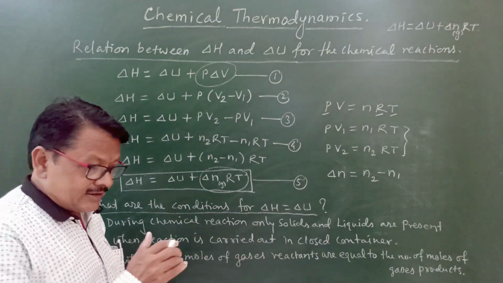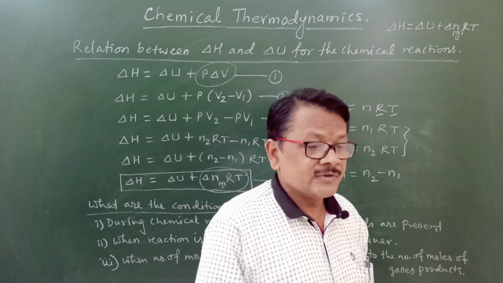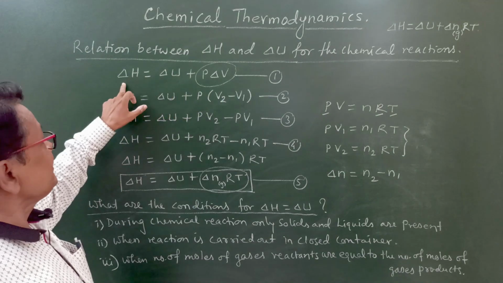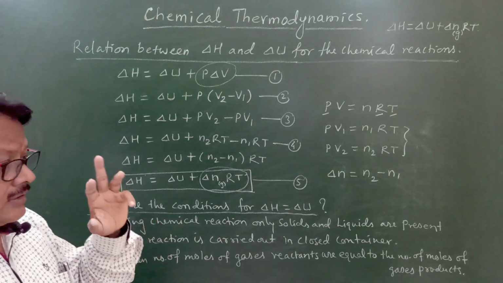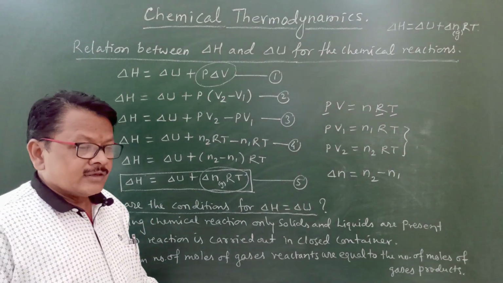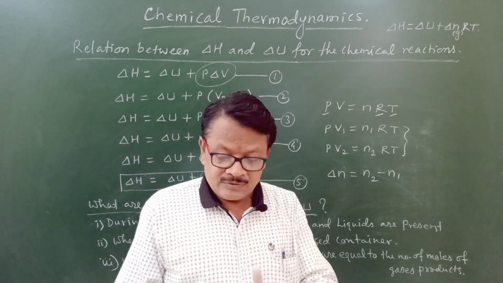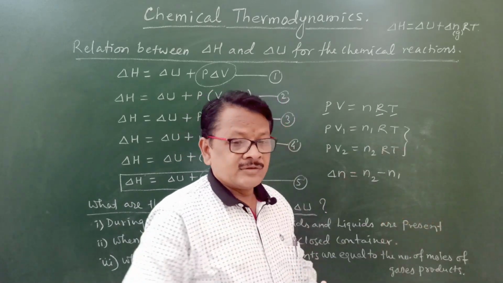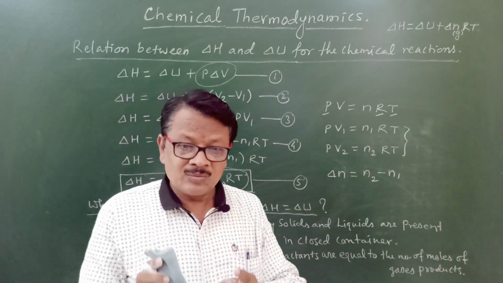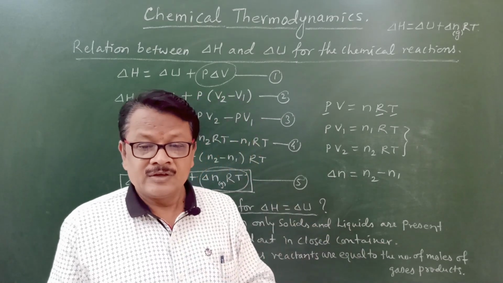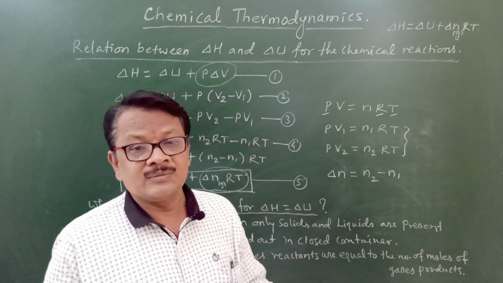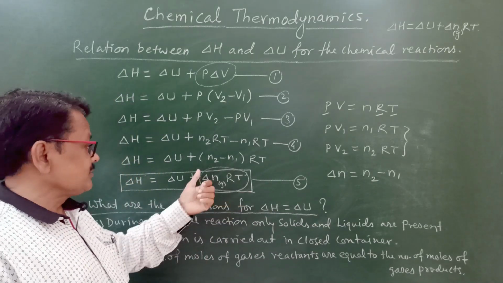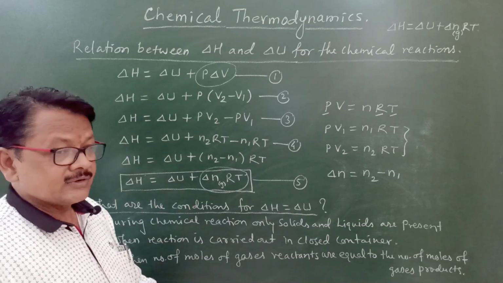Second condition, when that reaction is carried out in a closed container, then the change in volume will be 0 and that term will be 0 and only delta H is equal to delta U. And the third condition is that if the reaction is taking place and the reactants present in gaseous state and the products present in gaseous state have equal numbers of moles, that means N1 is equal to N2. At that time, the change in number of moles, delta N, will be 0. At that time, this whole term will be 0 and delta H is equal to delta U.